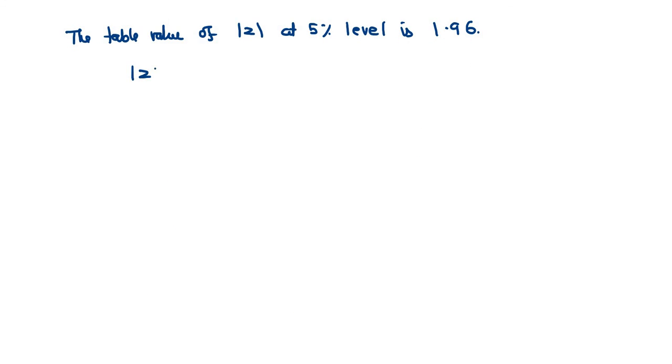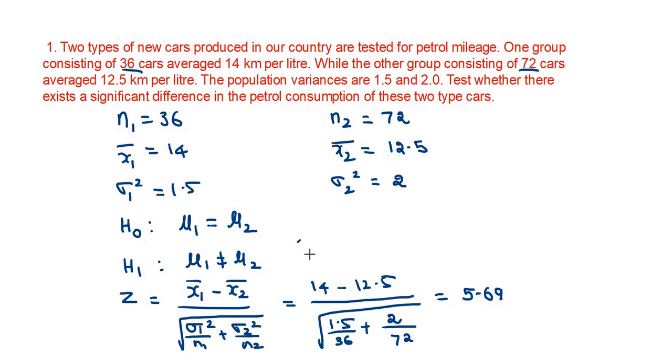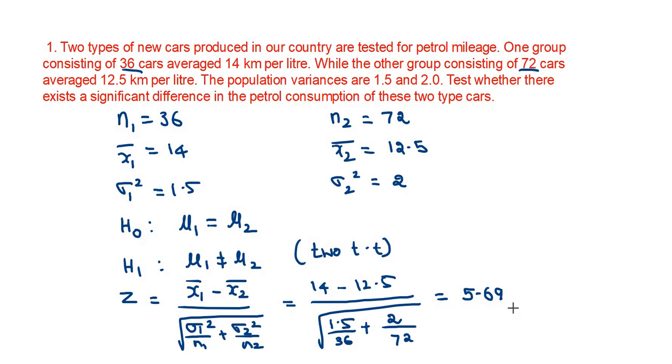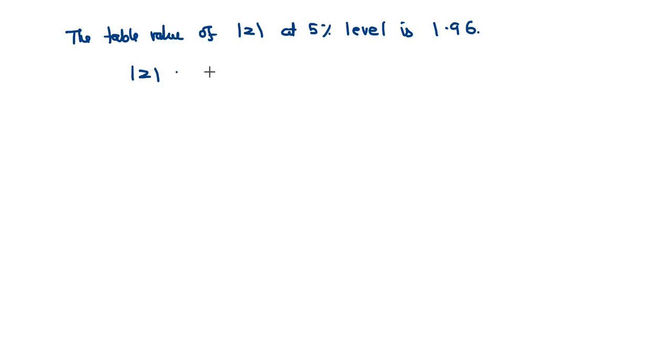For this two-tailed test, since it is not equal to, we have mod Z. Mod Z is equal to 5.69, the calculated value, which is greater than 1.96, our table value at 5% level. So if the calculated value is greater, then H naught is rejected.